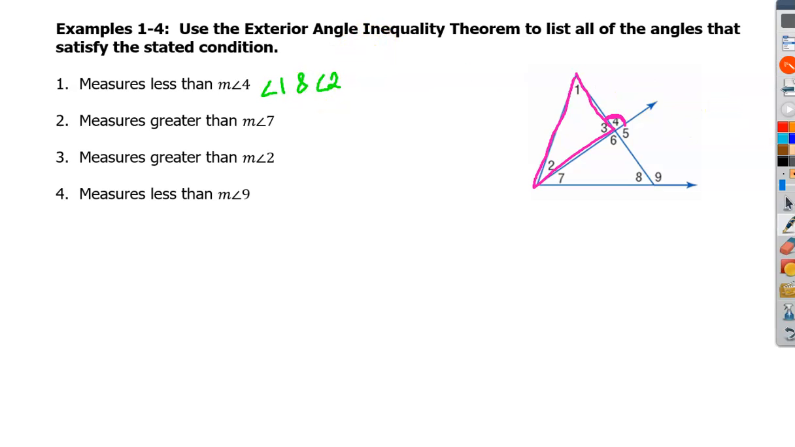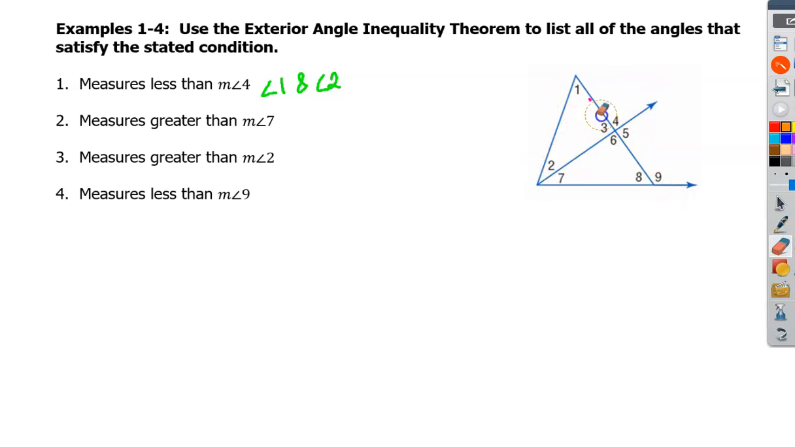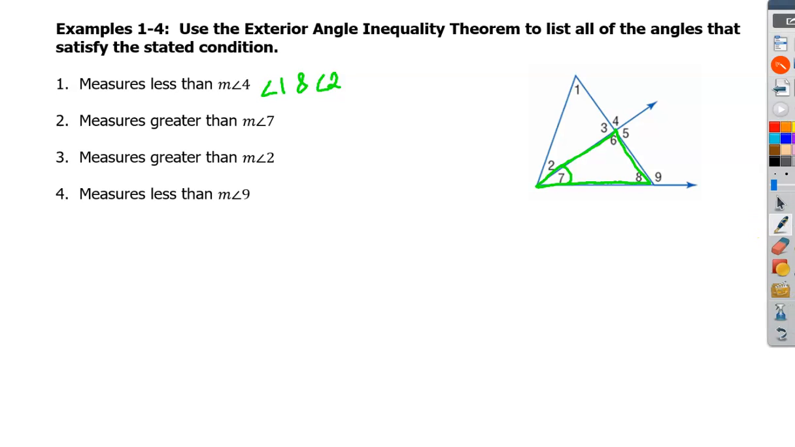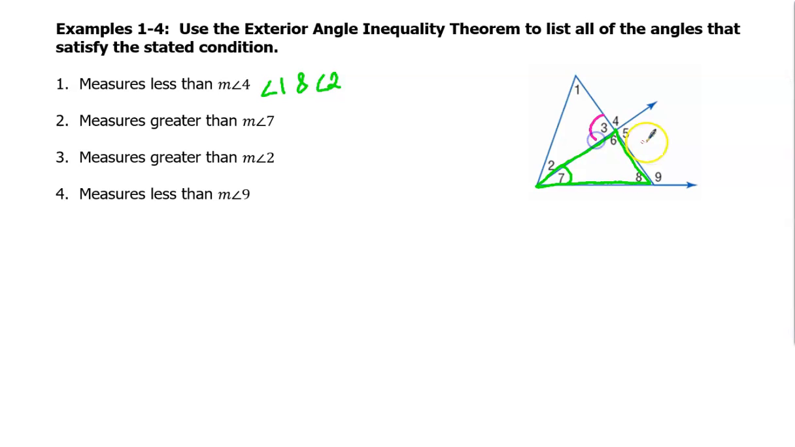Now let's look at angle 7. Okay, and number 2 says measures greater than angle 7. So we need to list all of the angles that are greater than angle 7. Angle 7 is in this lime green triangle here. So if we look at where we have some exterior angles, we've got an exterior angle here, an exterior angle here, and here. Angle 4 is not one of the exterior angles, because you have to try to visualize this triangle as an extension. If I extend these lines out, the exterior angles are going to be these ones right here. So I've highlighted all of those angles that are exterior angles.